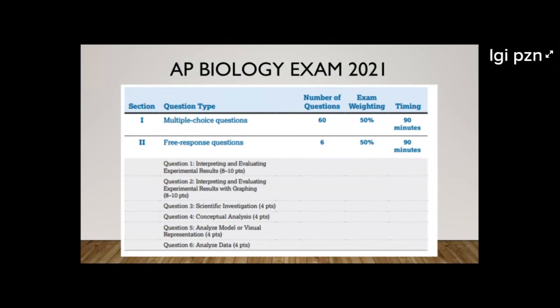And then you get a break. You get like a 10-15 minute break. Go back in for the essays, the free response questions, and you get 90 minutes for those. That's really what I wanted to concentrate on today.